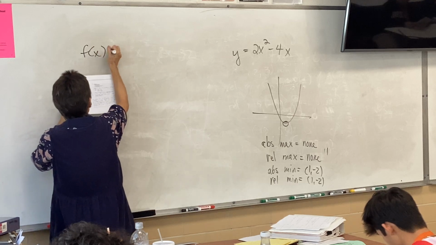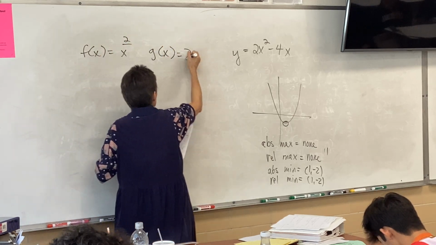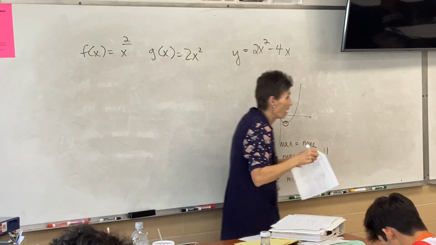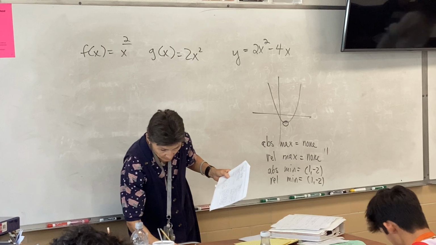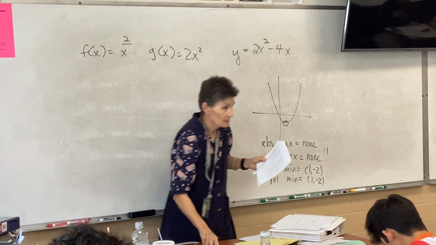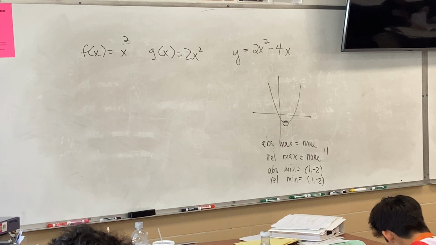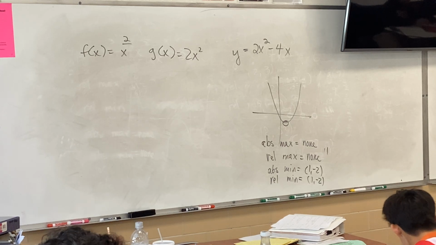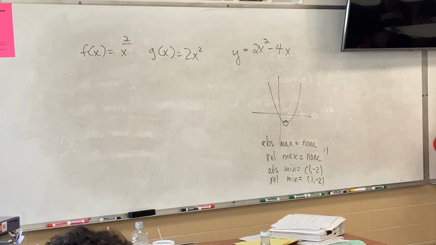All right, so we got 2 over x and 2x squared. Those are our 2 functions that we need to look at. All right, so the first one says find f of 2.